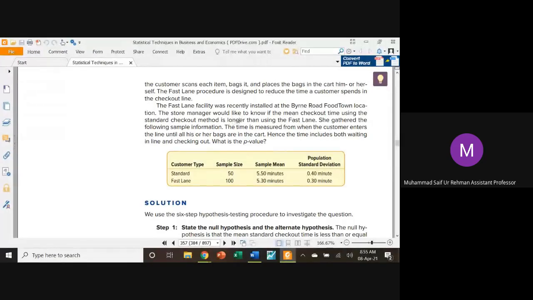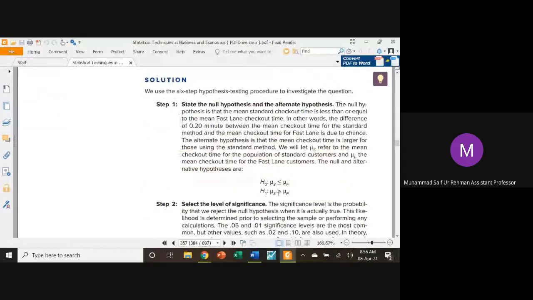So again, write this sentence. The store manager would like to know if the mean checkout time using the standard checkout method is longer. Standard checkout method is longer. So it means mu S is greater than mu F, using the fast lane. So mu S is greater than mu F. You will construct this alternate hypothesis, and once you construct it, the null hypothesis will automatically be constructed. The remaining two possibilities will be written over here, less than or equal to.